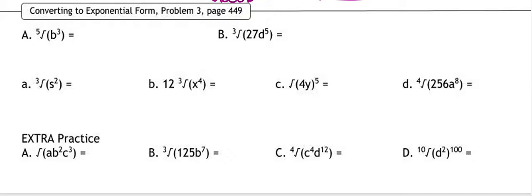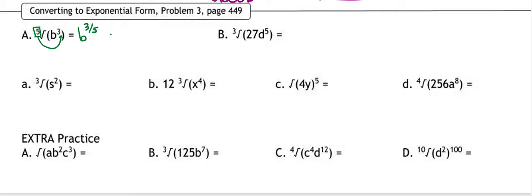All right, students, let's finish off the 7-5 notes. Here we're going to be converting to exponential form. This is like problem number 3 from page 449. All we're doing, friends, is we're going to take the root and sneak it back into the radical sign. So as you can see, this 5 right here is going to sneak back in, and this is going to turn into a b to the 3/5.